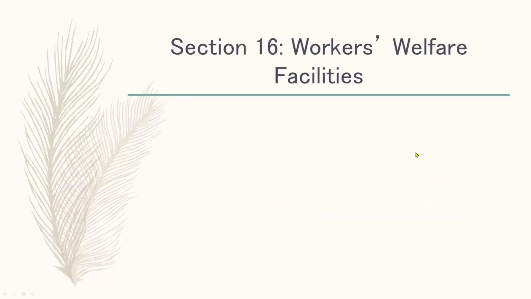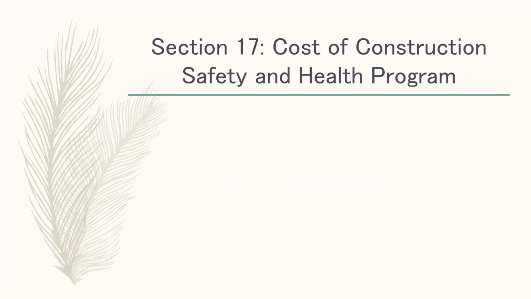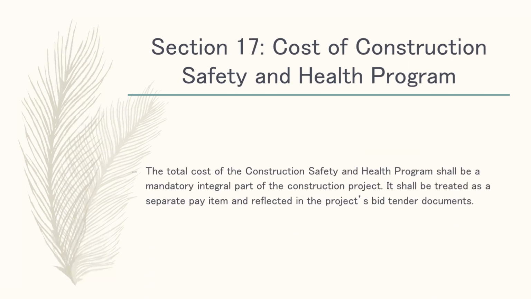For Section 16, workers' welfare facilities. The employer shall provide an adequate supply of safe drinking water and adequate sanitary and washing facilities in order to ensure humane conditions of work. Section 17, Cost of Construction Safety and Health Program. The total cost of the construction safety and health program shall be a mandatory integral part of the construction project. It shall be treated as a separate pay item and reflected in the project's bid tender documents.